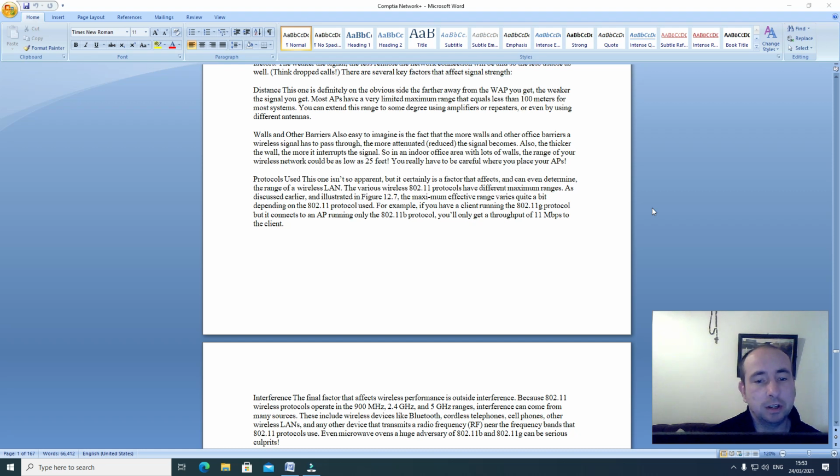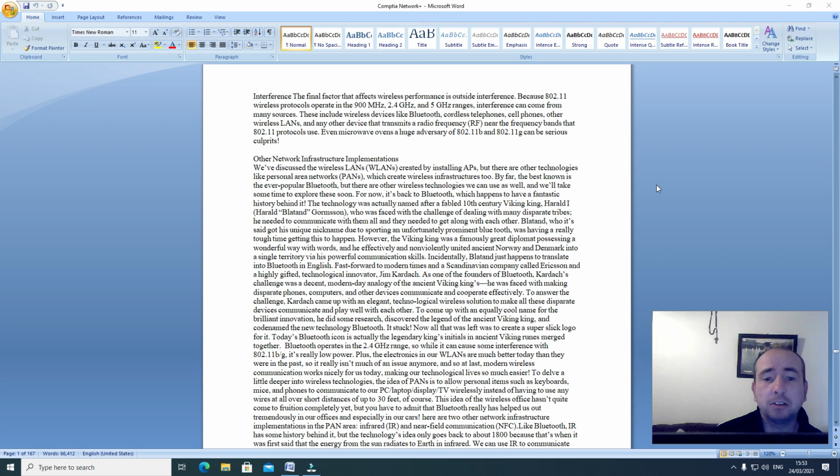Protocols used. This one isn't so apparent, but it's certainly a factor that can even determine the range of a wireless LAN. The various wireless 802.11 protocols have different maximum ranges, as discussed earlier and illustrated in Figure 12.7. The maximum effective range varies quite a bit depending on the 802.11 protocol used. For example, if you have a client running the 802.11g protocol but it connects to an access point running only the 802.11b protocol, you'll only get a throughput of 11 megabits per second to the client.